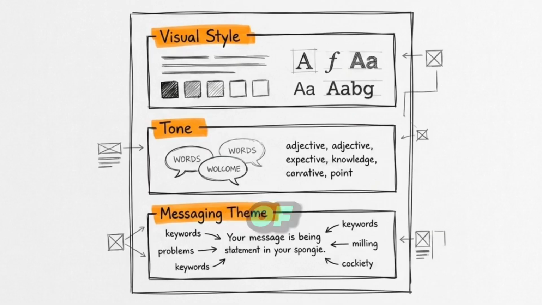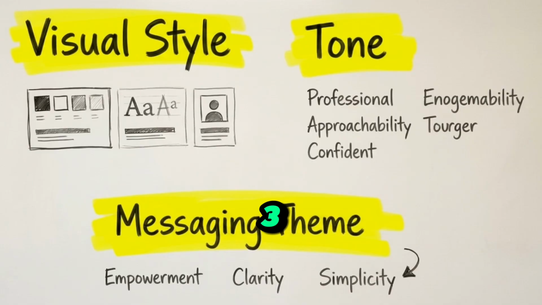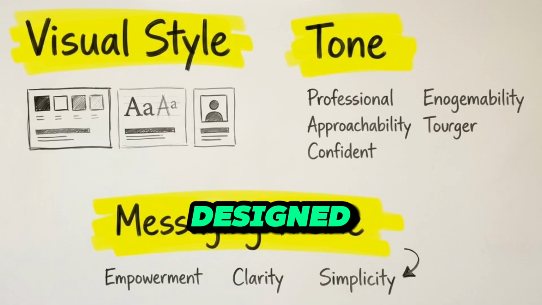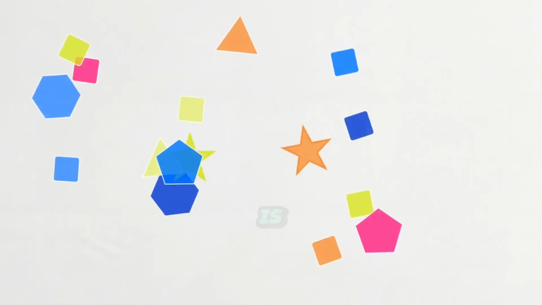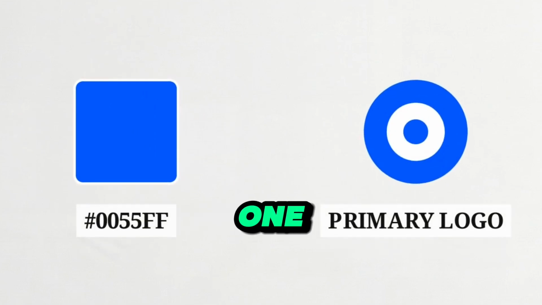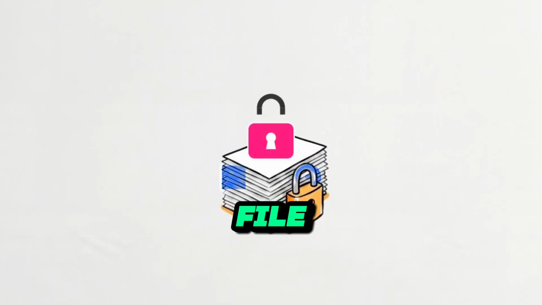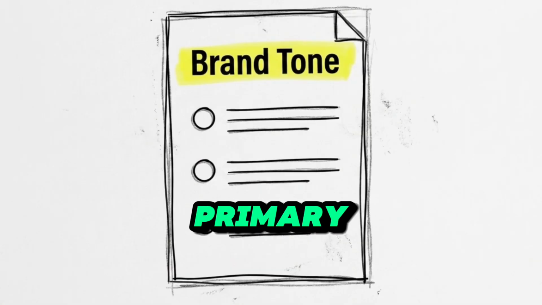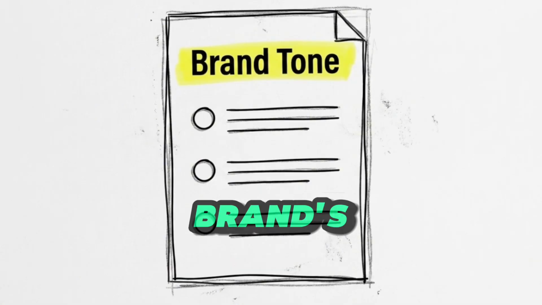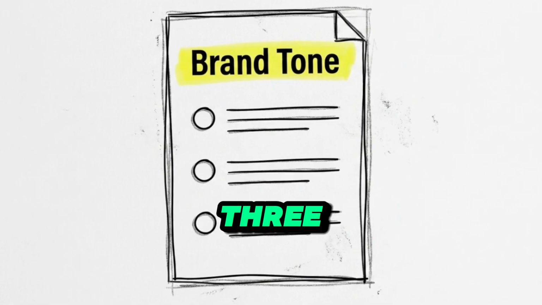To stop the cycle of reinvention, we use this, a core brand anchor sheet. It is a simple document divided into 3 sections: visual style, tone, and messaging theme, designed to standardize your entire external presence. Step 1 is to lock in your visual identity. Choose exactly one primary hex color code and one definitive primary logo file. Next, determine your primary messaging theme and define your brand's tone using exactly 3 words.